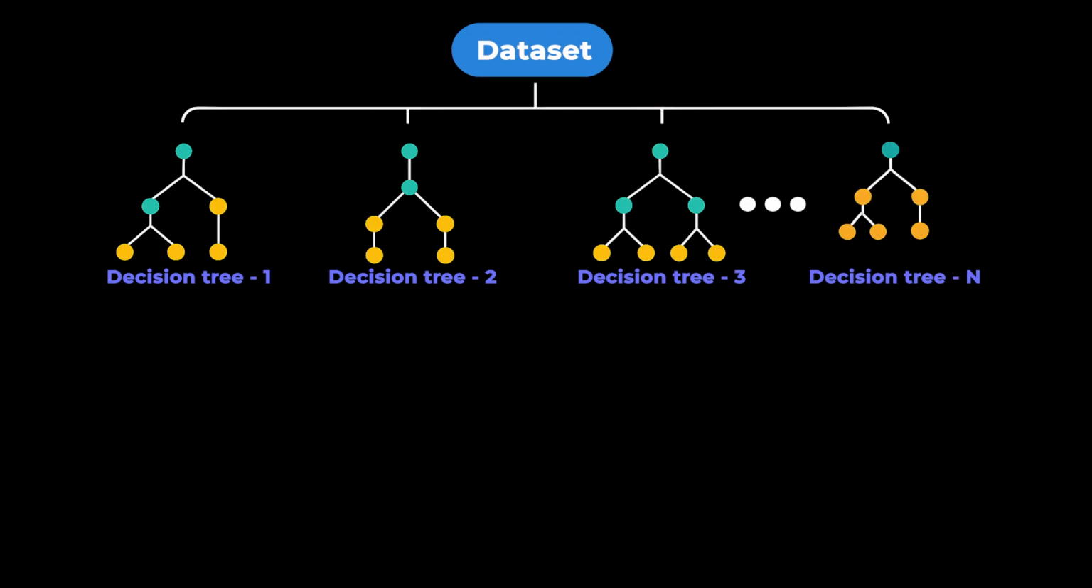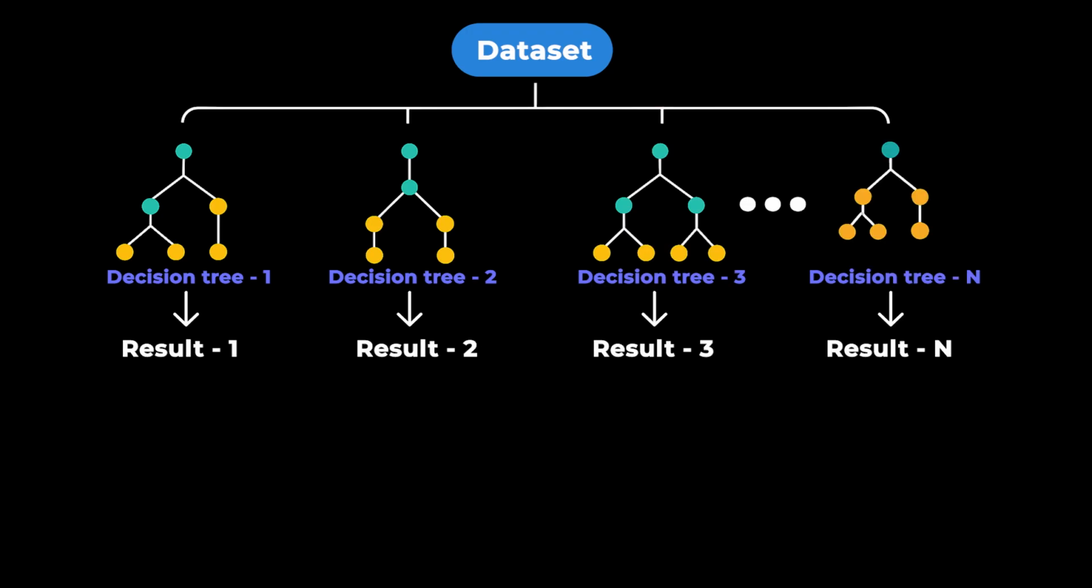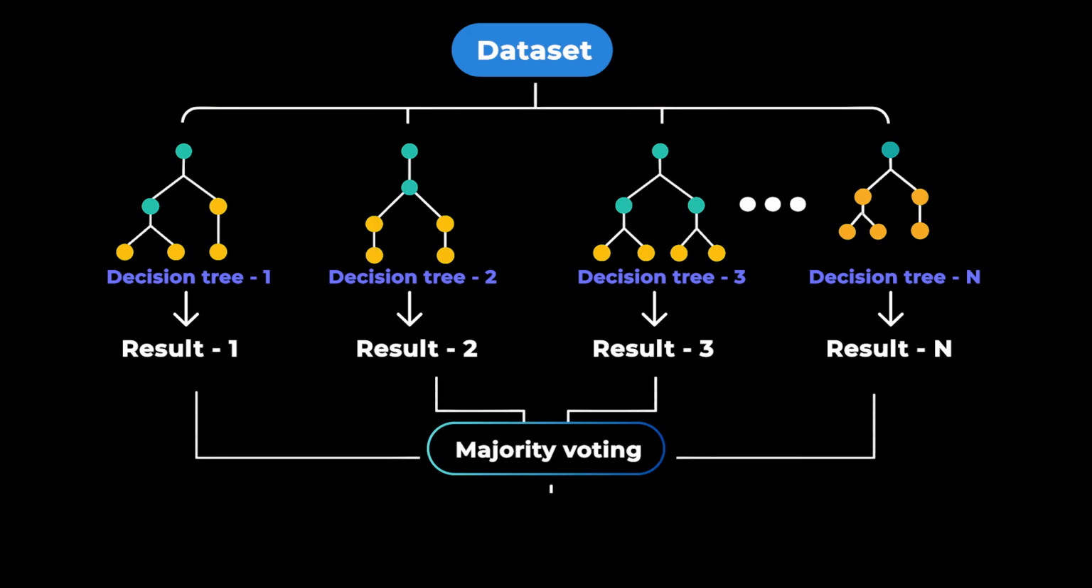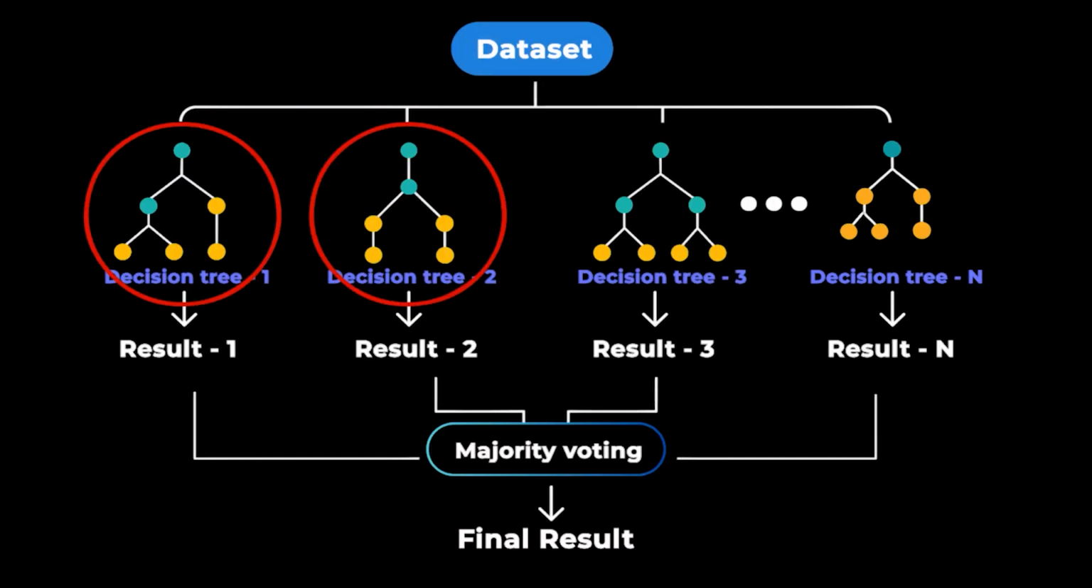It trains many diverse decision trees, but for this to work, the trees must be different from each other. If they're all identical, averaging them does nothing. So, how do we ensure that the trees are different? We use three secret ingredients.